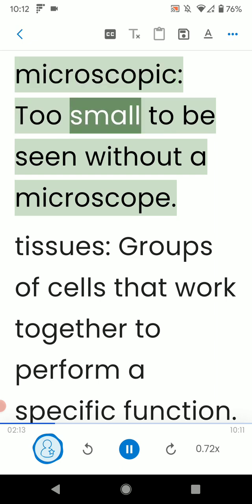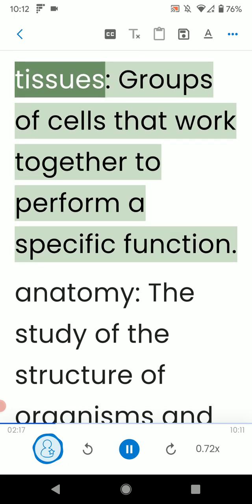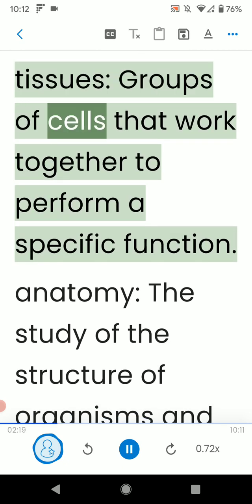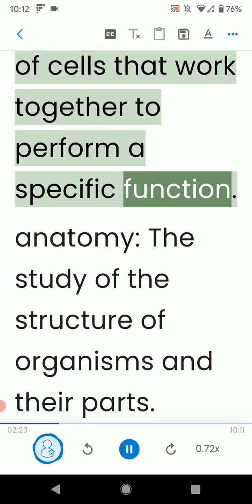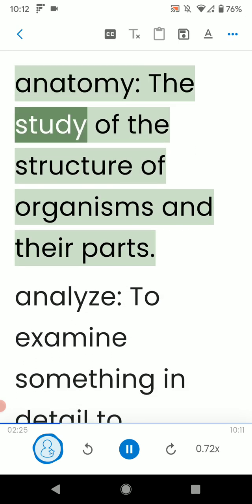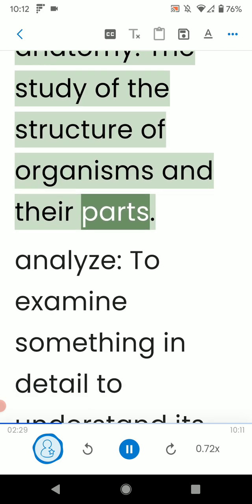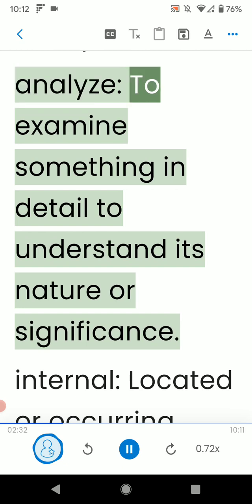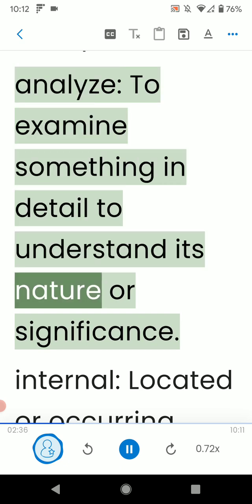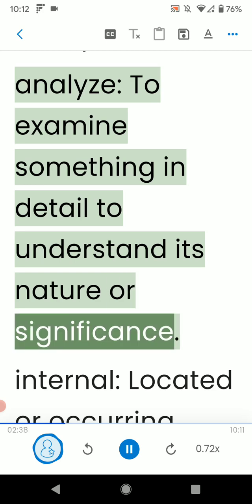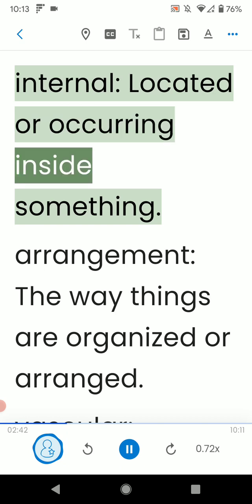Microscopic, too small to be seen without a microscope. Tissues, groups of cells that work together to perform a specific function. Anatomy, the study of the structure of organisms and their parts. Analyze, to examine something in detail to understand its nature or significance. Internal, located or occurring inside something.